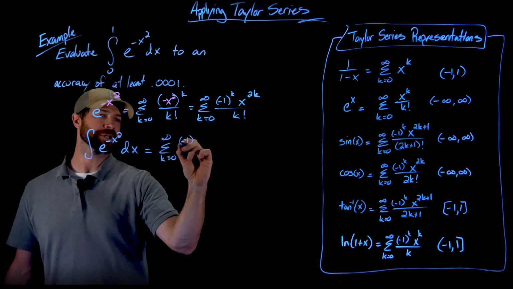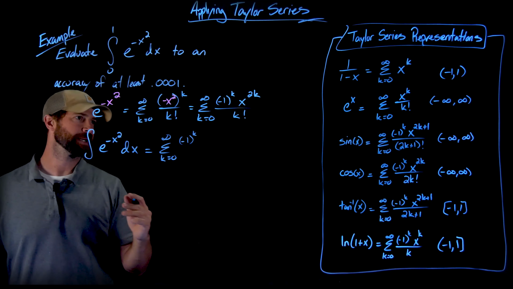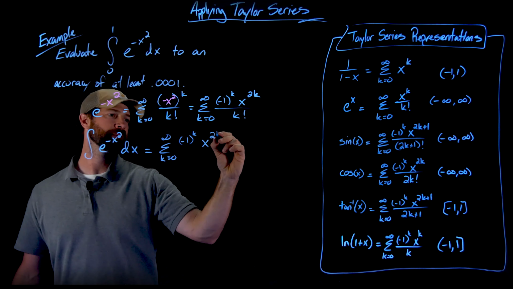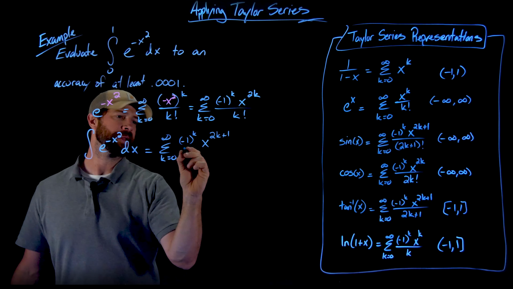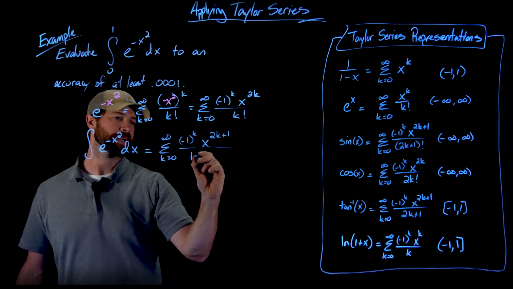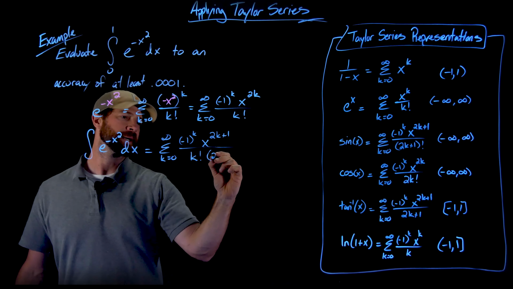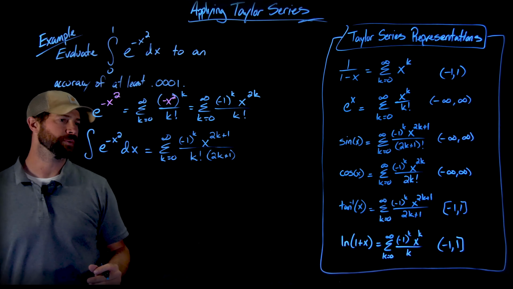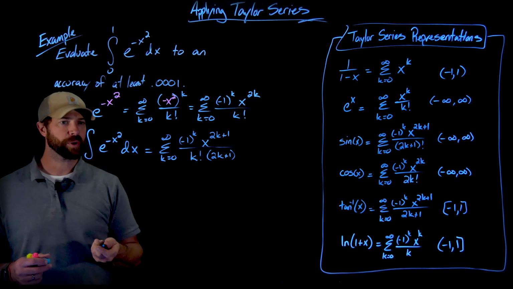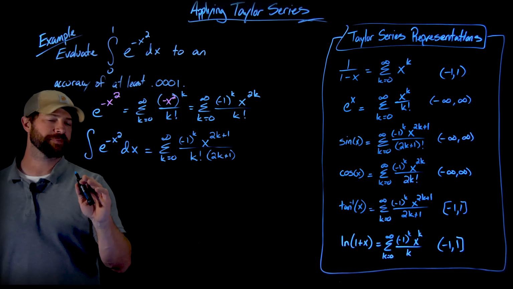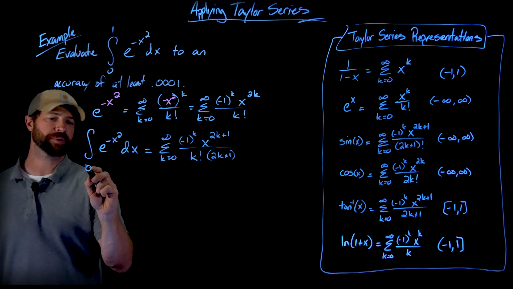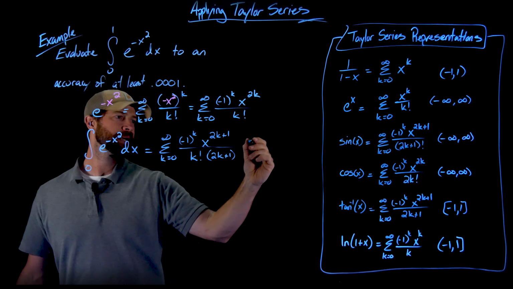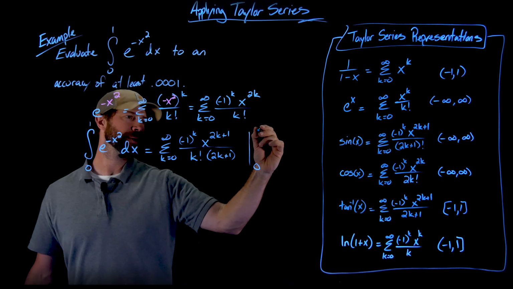This negative 1 is just a constant term. It doesn't get affected by the integration. Here I'm going to add 1. So this becomes x to the 2k plus 1, and then divide that by 2k plus 1. So I'll write this as k factorial times this 2k plus 1. And again, just using the anti-power rule right there. Importantly, though, I'm going to evaluate this from 0 to 1. And so what I need to do is take this and evaluate this from 0 to 1.